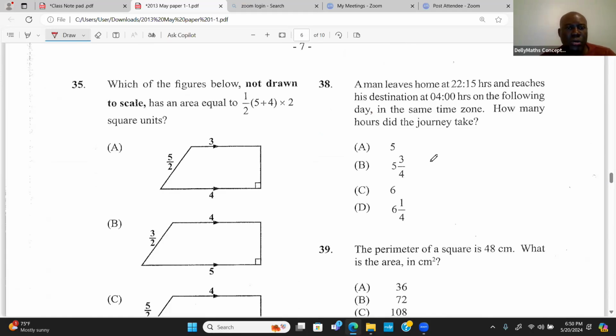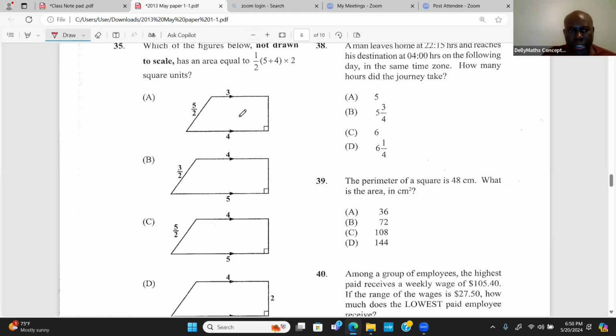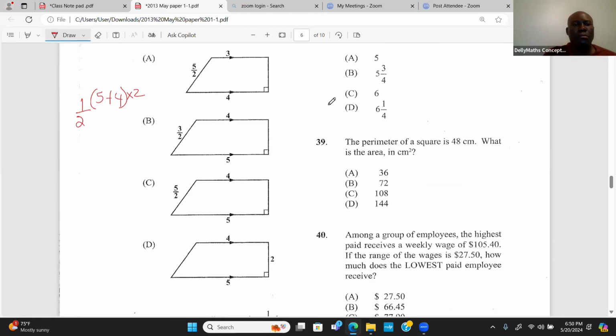Which of the figures below, not drawn to scale, has an area equal to this formula here? In other words, when you look at this formula, I'm going to write it down here, so move up the screen. When you look at this formula, half 5 plus 4 times 2, which one of these diagrams would it fit? So this is a trapezium, and these are the parallel sides. Look, parallel sides, you see the arrows on them showing that they are parallel to themselves. So the formula says half the sum of the parallel sides times the height.